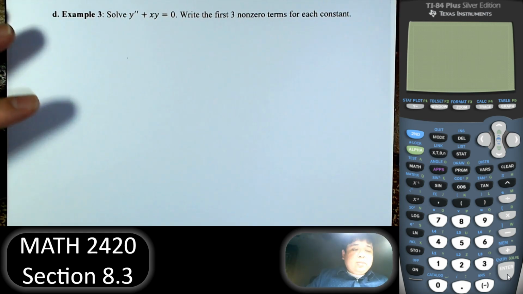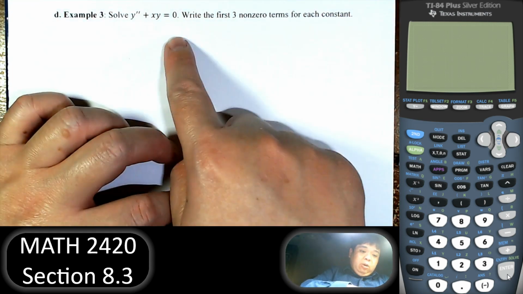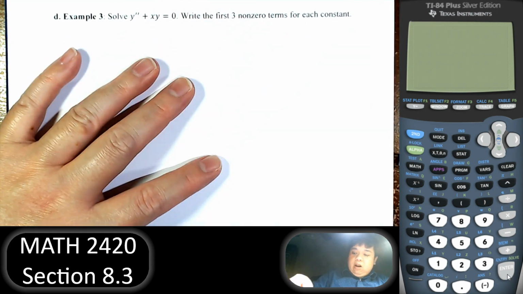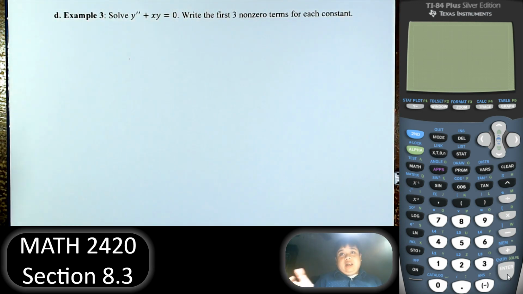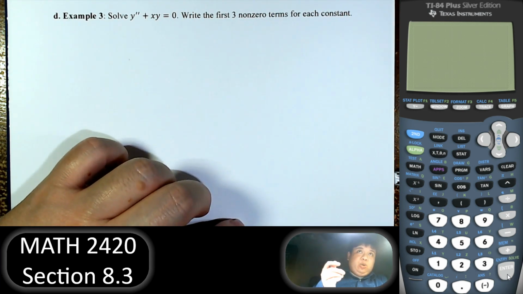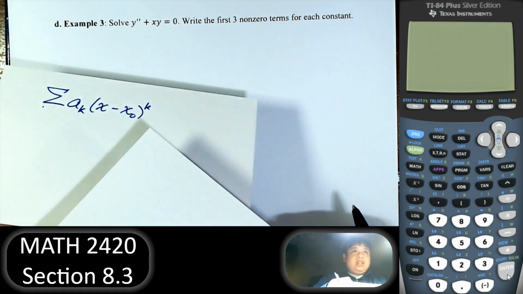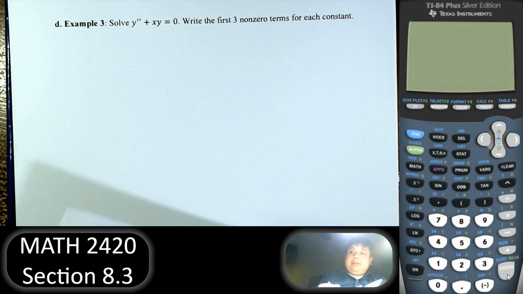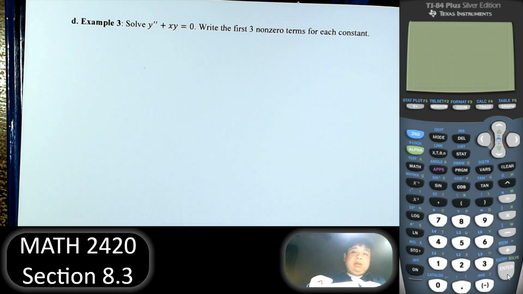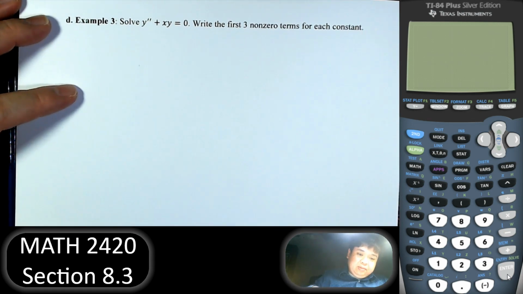Right. Now, once again, write the first three non-zero terms for each constant, and assume that we do the power series at x equal to 0, at the center equal to 0. If it's not at 0, we have to use this, and the calculation is a lot more complicated. Actually, we have an example like this in the next section.